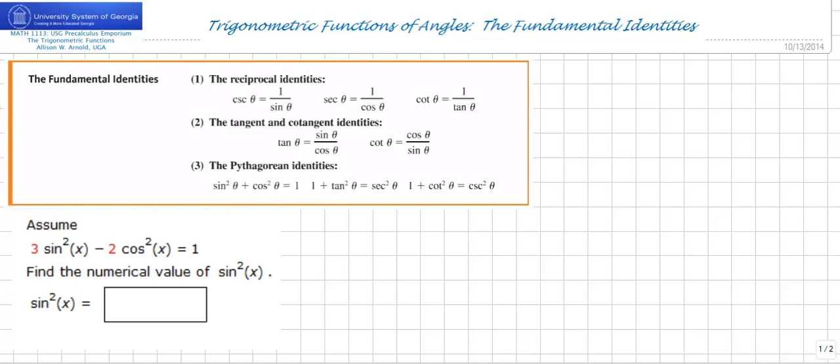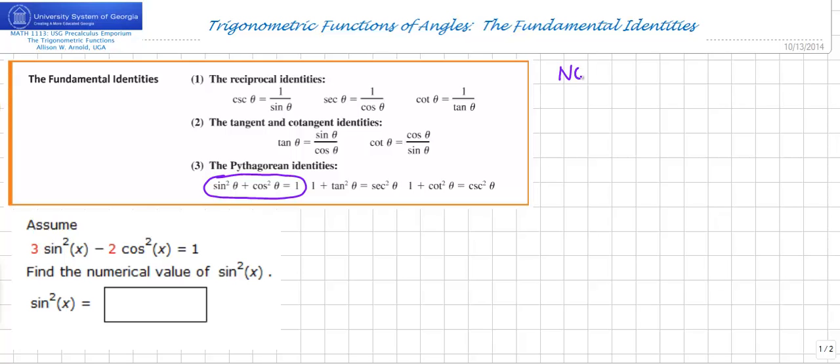Alright, last video we derived the 8 fundamental identities, and in this example I want to concentrate on a particular Pythagorean identity that we tend to use a lot in our trig calculations, and it's the first one we derived, that the square of the sine value plus the square of the cosine value equals 1.